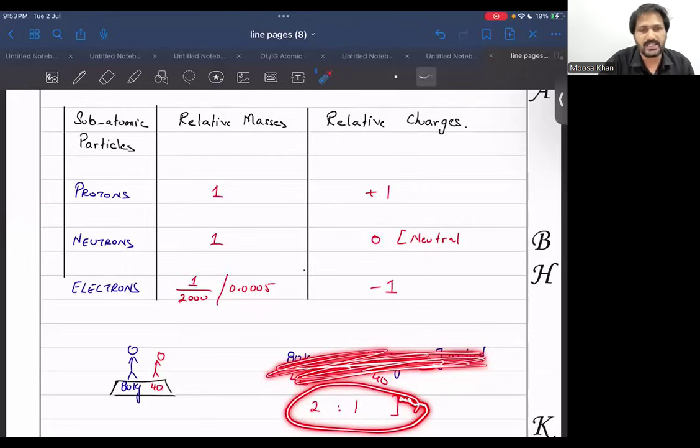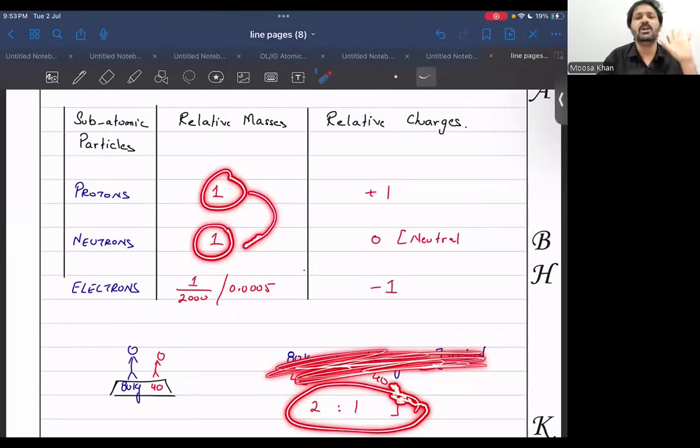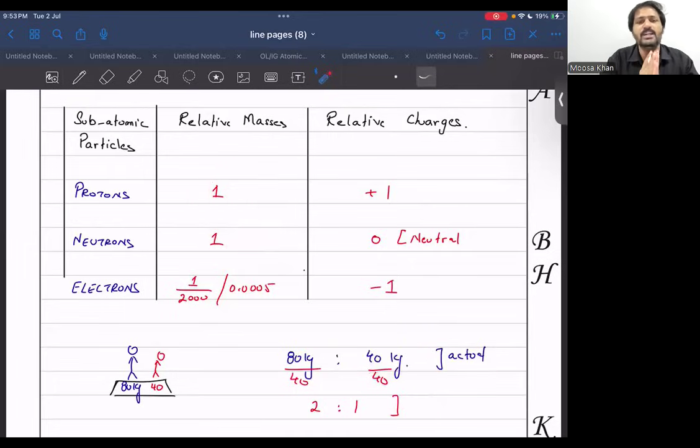Similarly, we are not going to tell you the actual mass of protons. To remember that in grade 11, protons and neutrons is 1:1. मास प्रोटॉन का क्या है नहीं बता रहे, न्यूट्रॉन का मास क्या है नहीं बता रहे, लेकिन जो मास प्रोटॉन का है वही मास न्यूट्रॉन का भी है. And electrons are about 2000 times lighter than that of the protons and the neutrons. That's why its relative mass is 1 over 2000. You can also remember this value in the decimal, which is 0.0005.